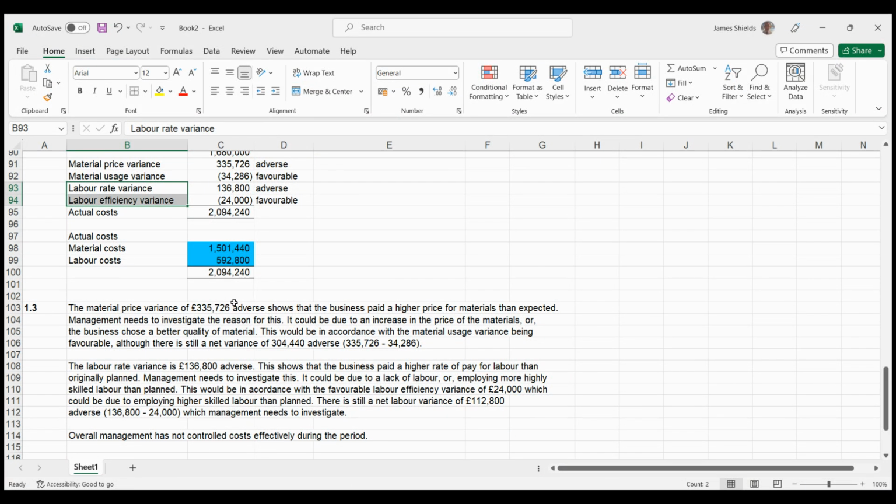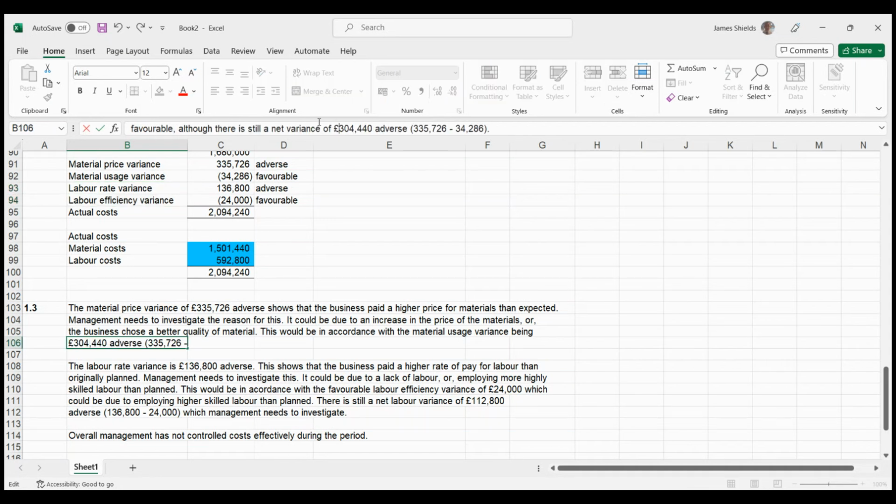The material price variance of 335,726 adverse shows that the business paid a higher price for materials than expected. Now, management needs to investigate the reason for this. It could be due to an increase in the price of materials, or the business chose a better quality of material. Now, if they chose a better quality material, this will be in accordance with the material usage variance being favourable. There is still a net variance of £304,440, which was the 335,726 take away the 34,286. Now, that must be investigated by the management. So just let me put my pound sign in there.